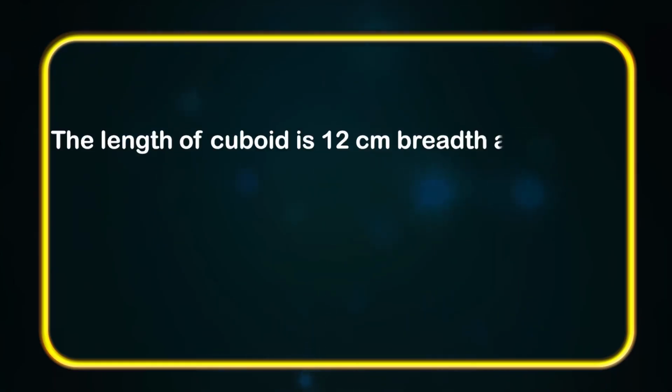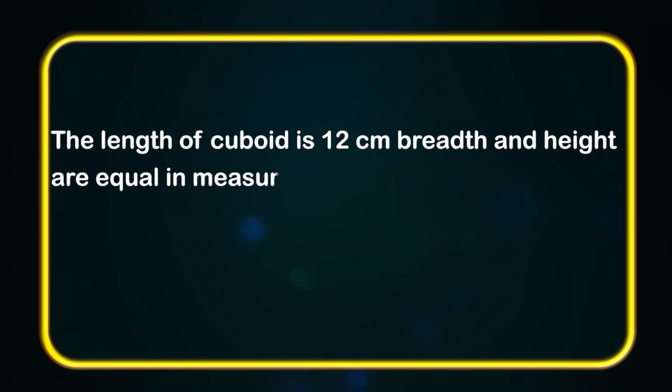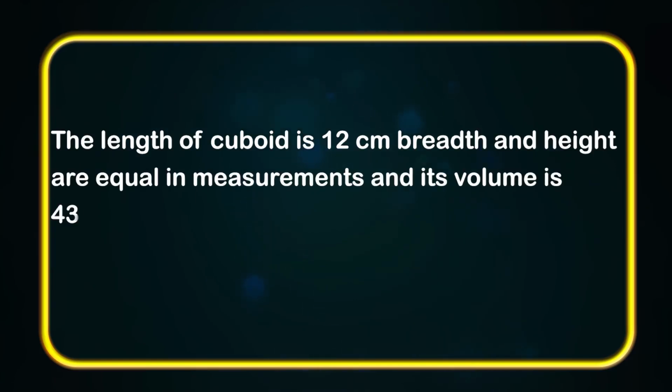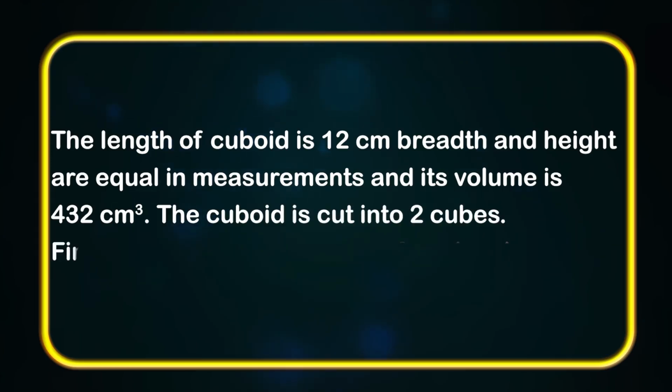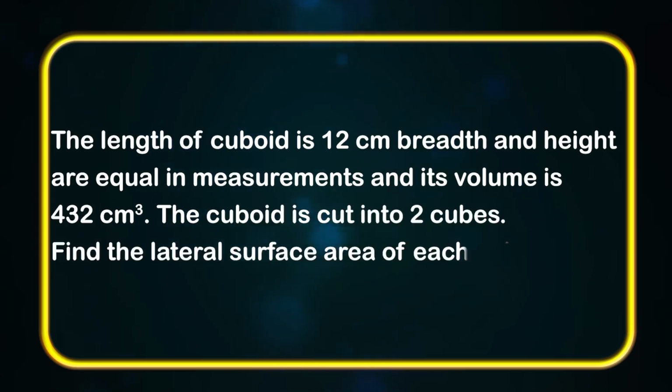The length of a cuboid is 12 centimeters, breadth and height are equal in measurements, and its volume is 432 cubic centimeters. The cuboid is cut into two cubes. Find the lateral surface area of each cube.